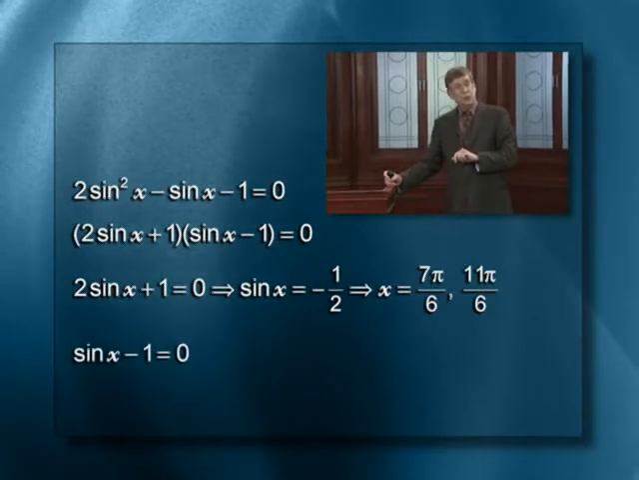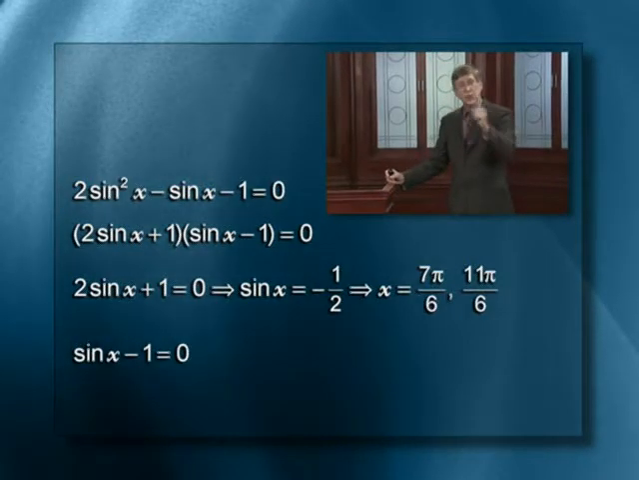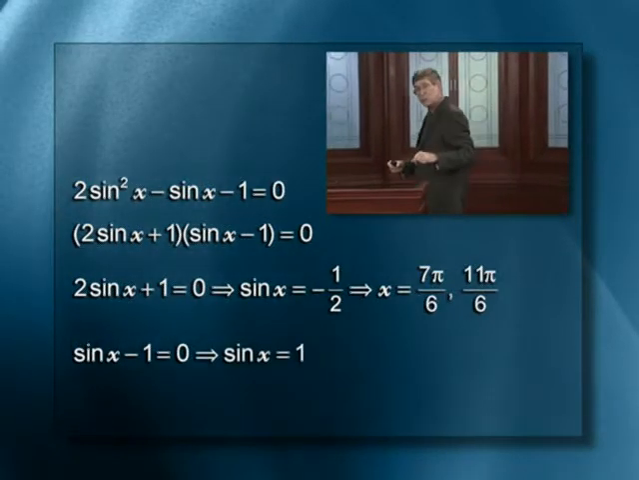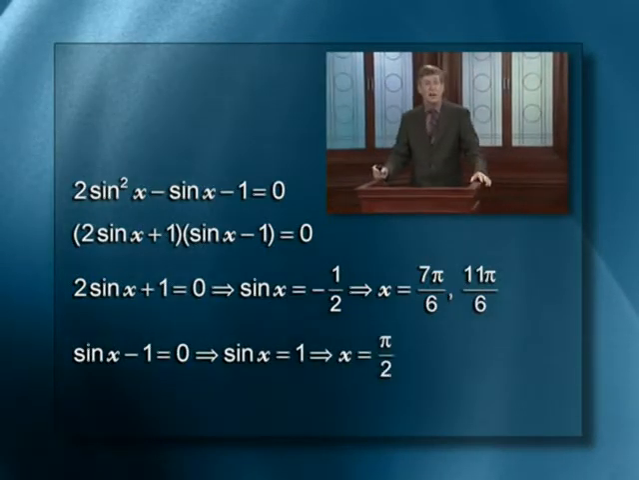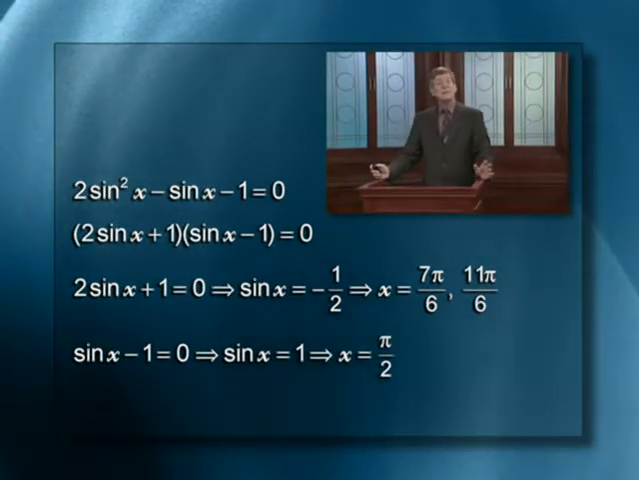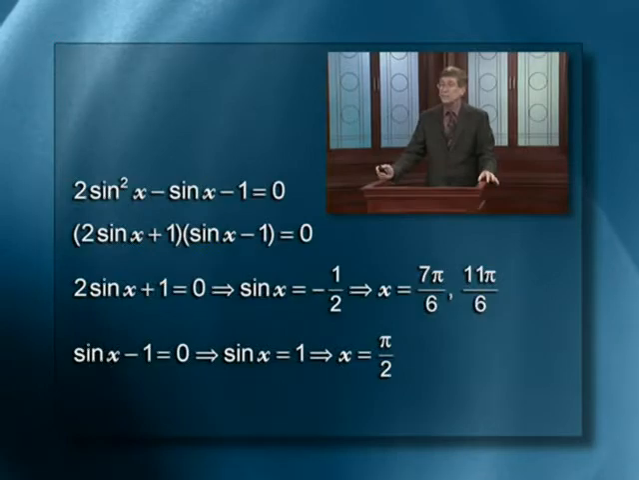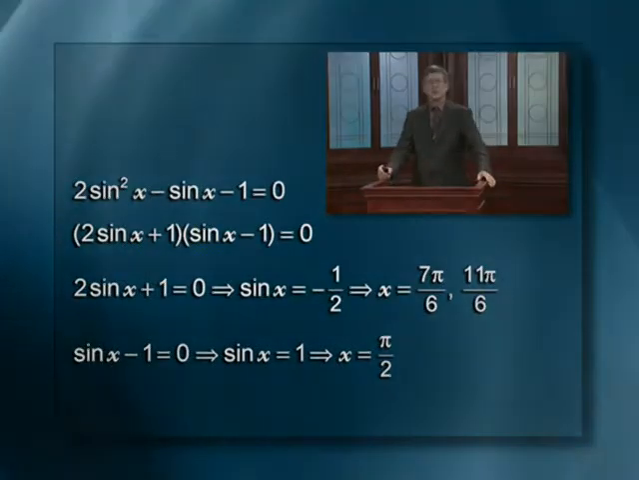Now I set the other term equal to 0. Sine x minus 1 equals 0. That means sine x is 1. That's pretty easy, pi over 2. So we have 3 solutions in the interval. Let's verify it with a picture.